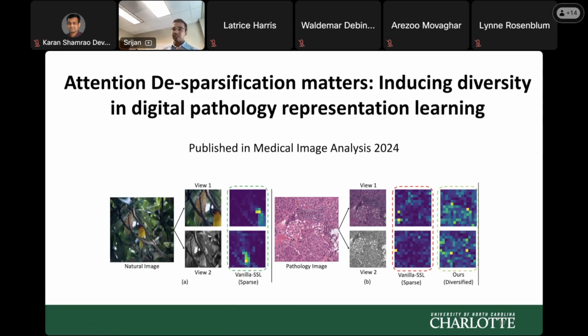Therefore, the activations or the attention are only localized in a very small region when we use this kind of self-supervised learning method. But in pathology, the important regions can be spread all over, depending on what kind of cells are present. And that's why we need to disperse the attention. So we came up with a self-supervised learning method that can disperse the attention within transformers.